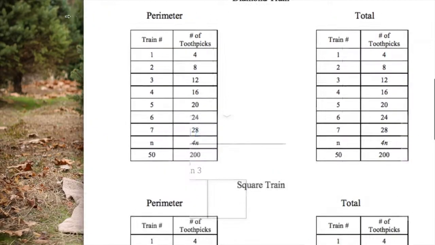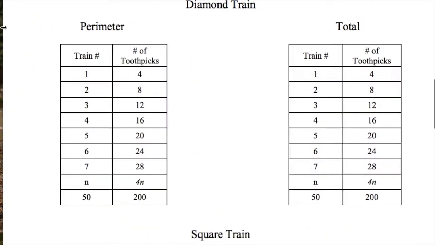Hopefully you took some time to do this already, but here we're going to go through each train. These two are for the diamond train. You could have made a table with trains 1, 2, 3, 4, 5, 6, 7, and then train N, an unknown number of trains, and then train 50, something that would be hard to build, but we can use a formula to figure out.